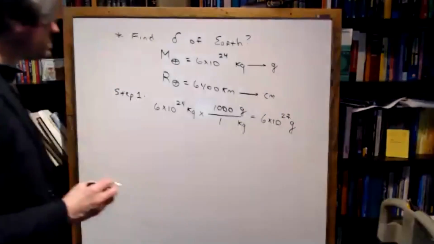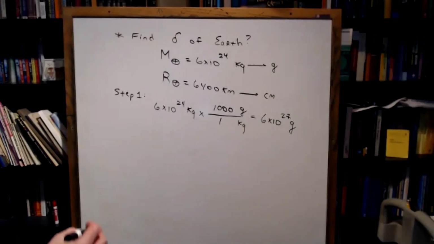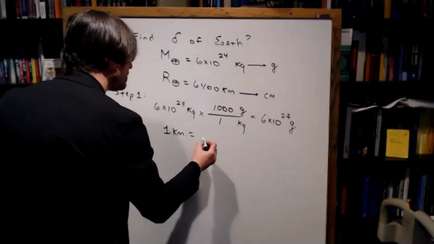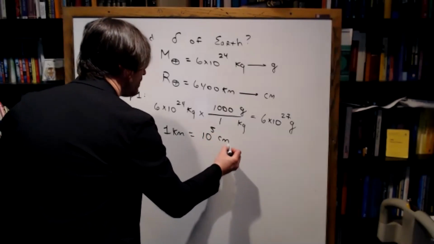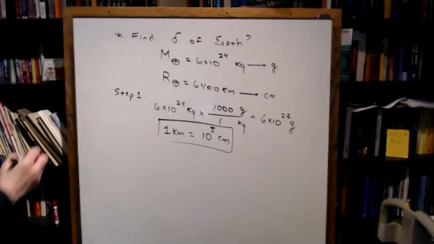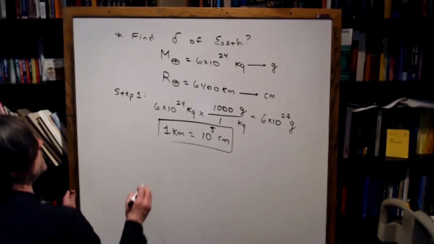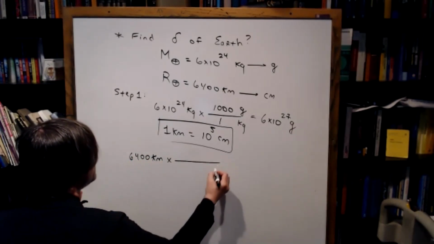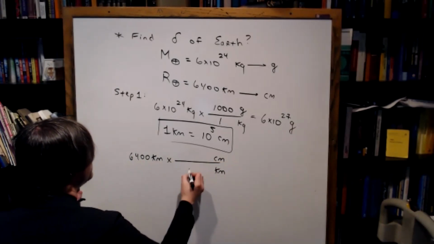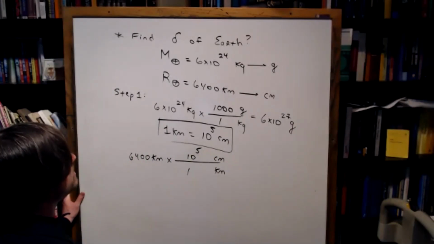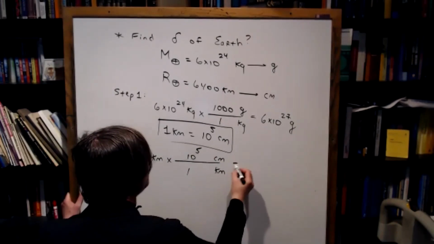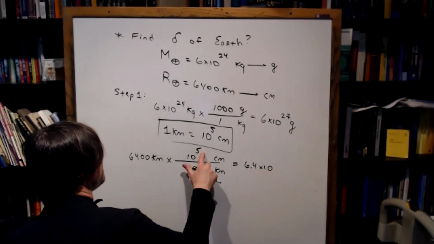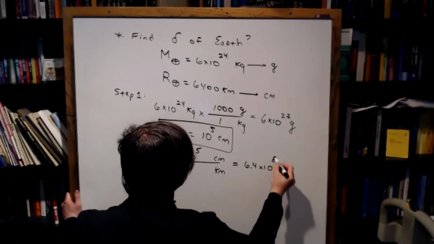Now, I'm going to give you a really important conversion factor to help with such things. 1 kilometer is about 10⁵, or 100,000, centimeters. That's a super useful conversion factor to have up your sleeve. So we can quickly go from 6,400 kilometers. In the interest of time, I'm going to do this one for you. 10⁵ centimeters per kilometer gives me 6.4 × 10⁸ centimeters.